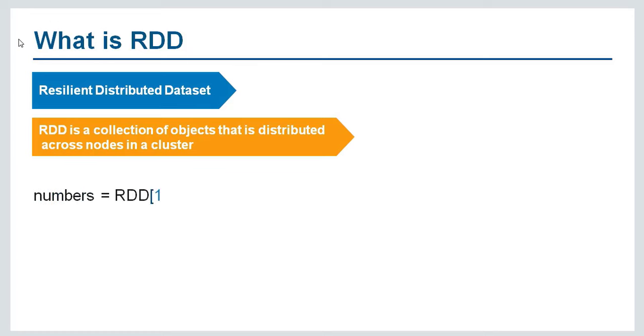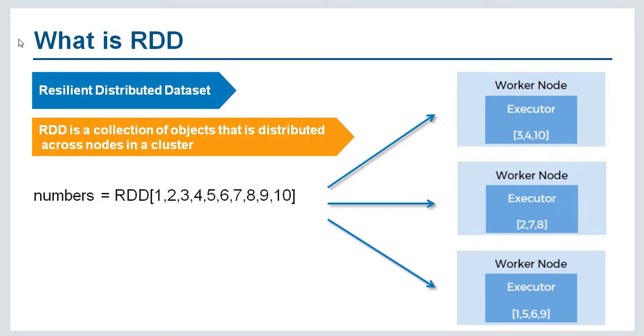So let's create an RDD here. We have an RDD numbers which contains 10 elements. Spark will partition this RDD and will distribute the data across worker nodes.